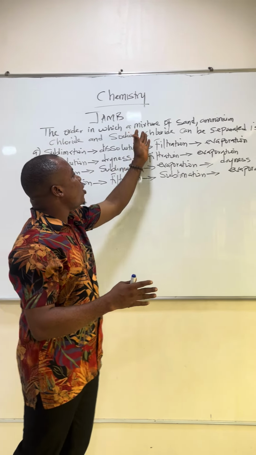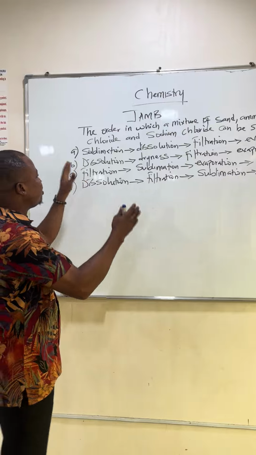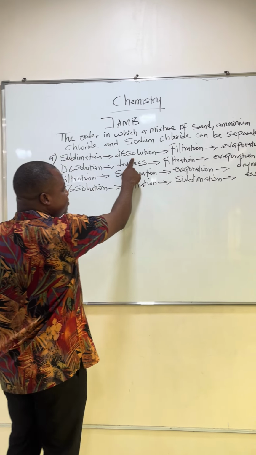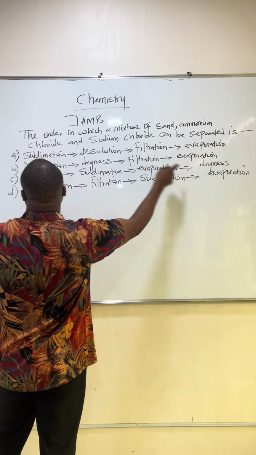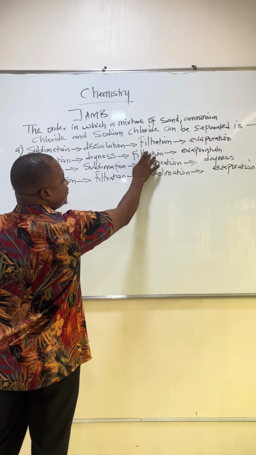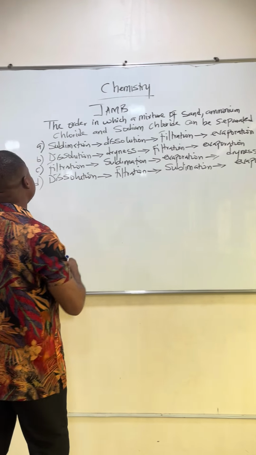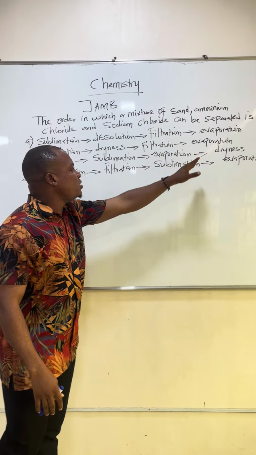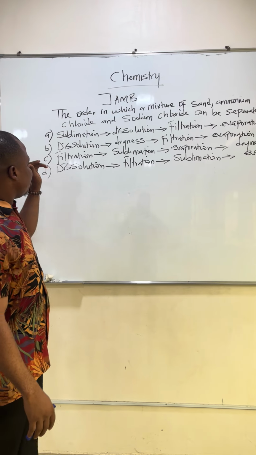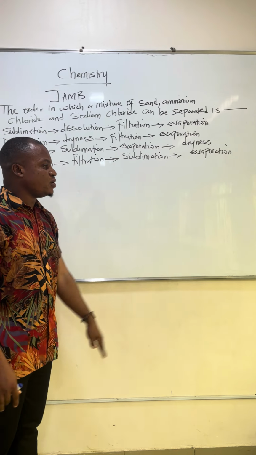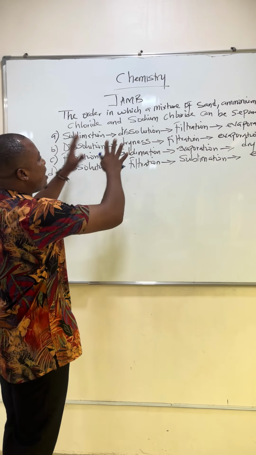Now, in which order of separation can the mixture be separated? A is sublimation, to dissolution, to filtration, to evaporation. B is dissolution, to dryness, to filtration, to evaporation. C is filtration, to sublimation, to evaporation, to dryness. D is dissolution, to filtration, to sublimation, to evaporation. Now, all these are mixtures.